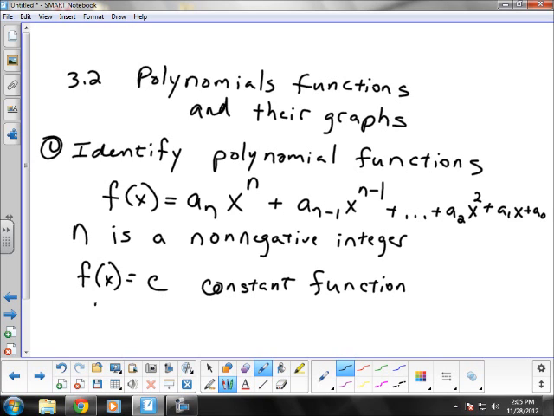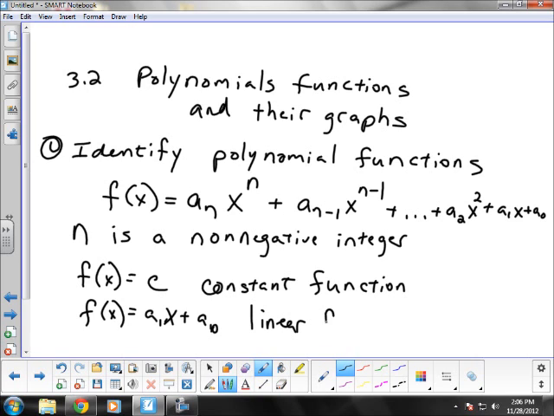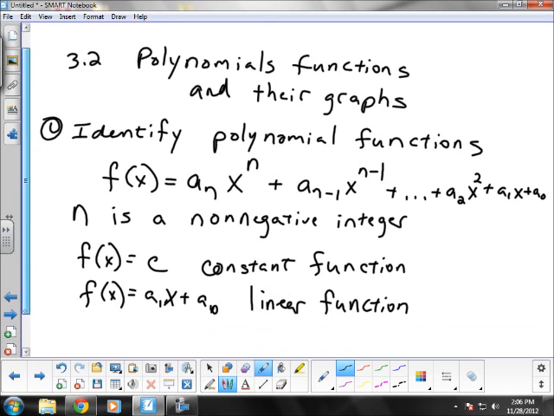And then we have the ones where f of x is equal to some number times x to the first power, right? If you don't have an exponent, x is automatically to the first power. This was called what? If x is to the first power, it's called what? Linear.